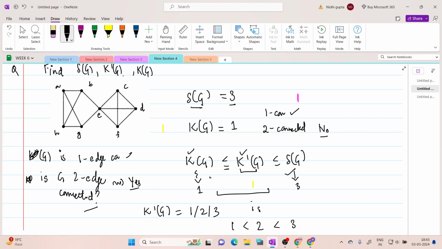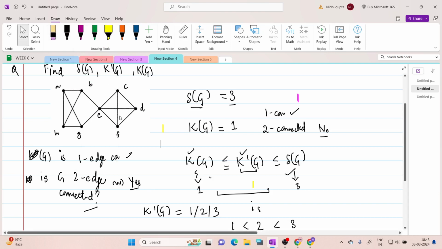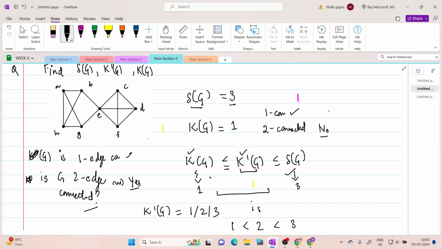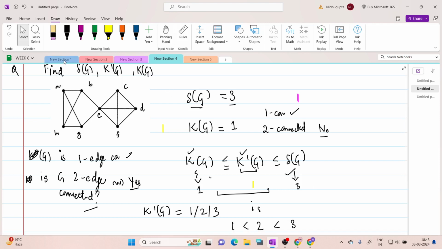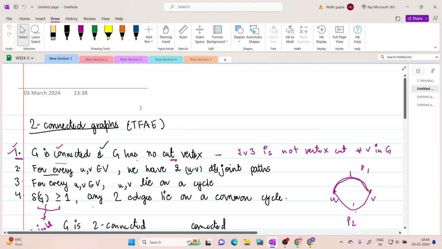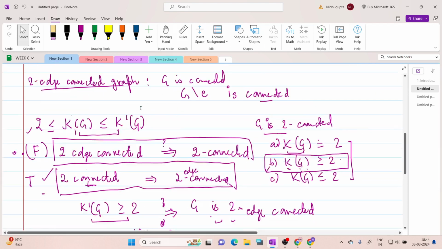Instead of E, ma'am, we have to take two paths. Then we can give the counter example. I will also give you next time. Yes, okay. Yes, the example will be possible. Okay, so lastly we'll discuss something on networks.